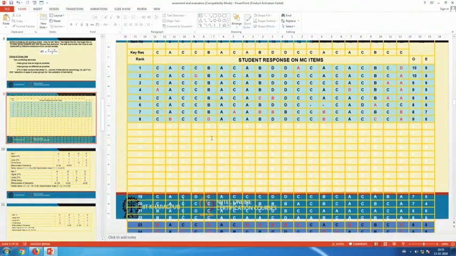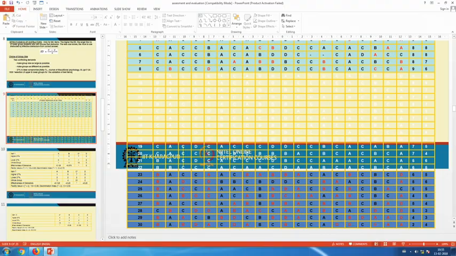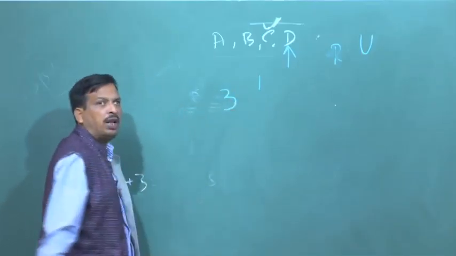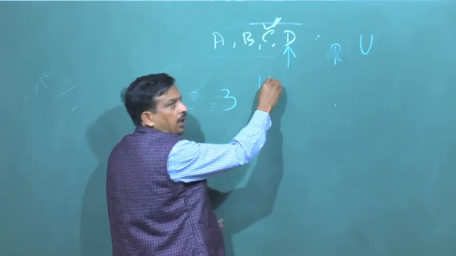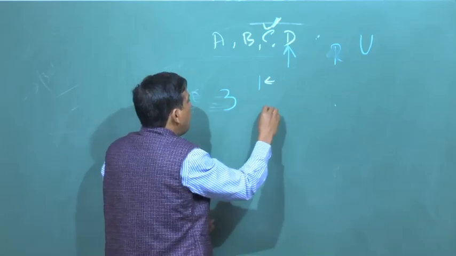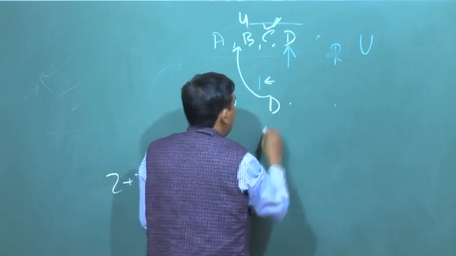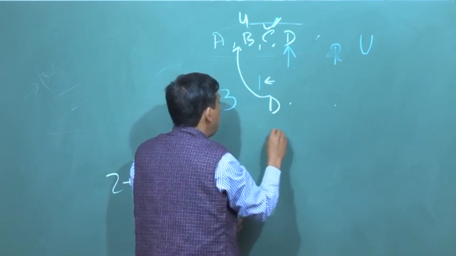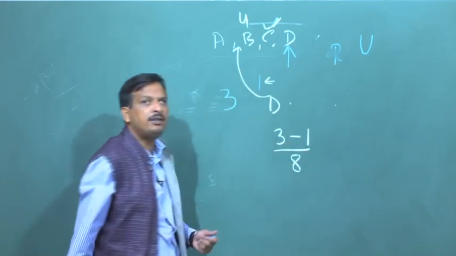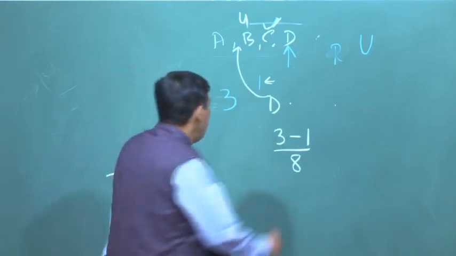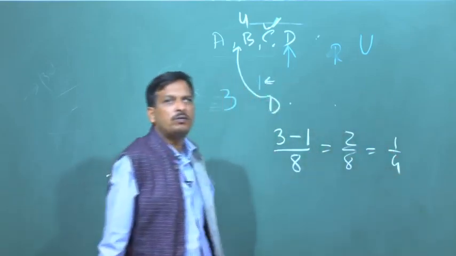If I see item number 4, the lower group chose D: 3. So, 3 students of the lower group chose D and 1 student of the upper group chose D. So, I can say the effectiveness of the distractor D at test item 4 will be 3 minus 1 divided by 8, where 8 is the group size. So, it is 2 by 8, which is equal to 1 by 4.